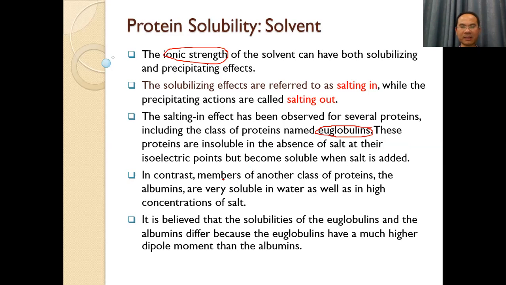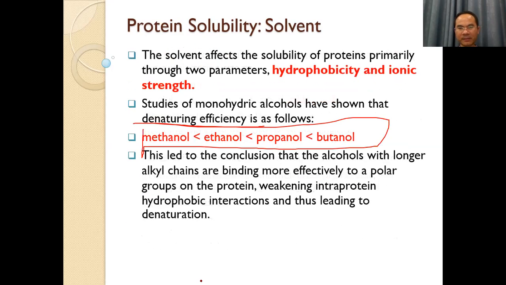In contrast, a member of another class of protein, such as albumin, is very soluble in water, as well as in high concentrations of salt. The solubilities of globulin and albumin differ because albumin has a much higher dipole moment than globulin.